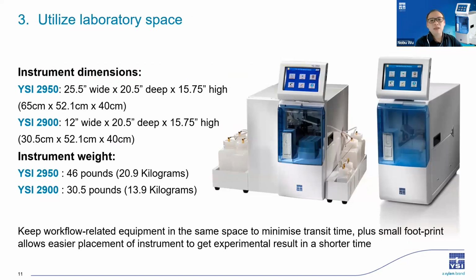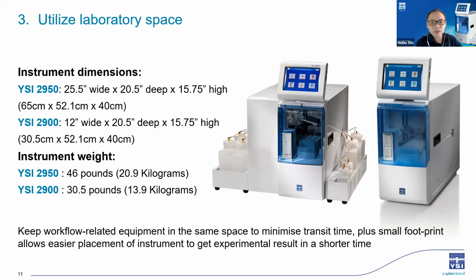Then we talk about the YSI analyzer. They are not big in size, so the footprint is quite small. The 2900 is a two-chemistry model, with a footprint of about 12 inches wide, 20.5 inches deep and 15.75 inches high. The 2950 just has an expansion module, so it looks like a computer tower in the laboratory.